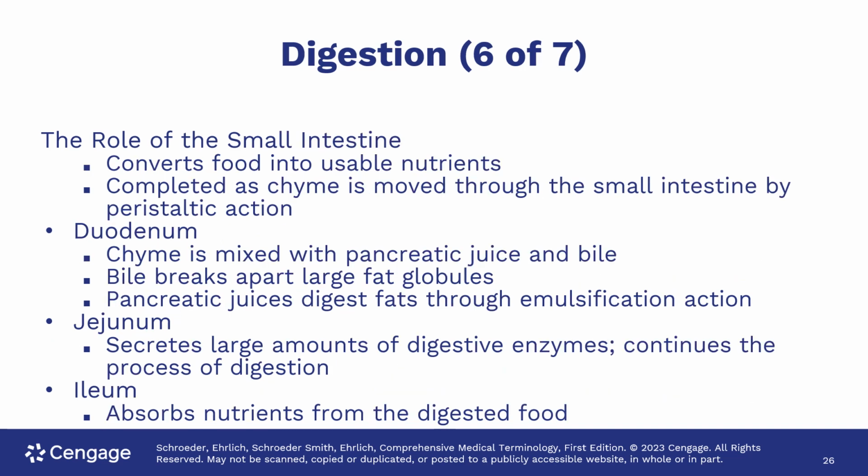The role of the small intestine is to convert that food into substances that the body can use. The chyme moves through via peristalsis, which is a smooth muscle function. The duodenum is where the chyme mixes with the enzymes from the pancreas and the gallbladder. The jejunum also creates enzymes, and the ileum absorbs the nutrients.